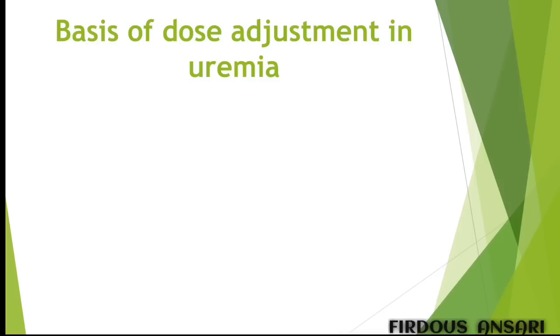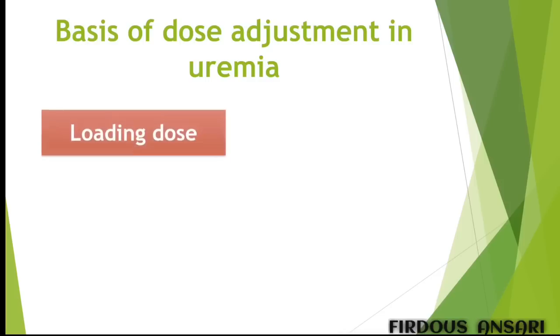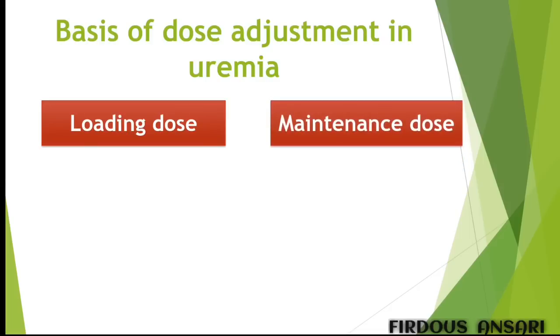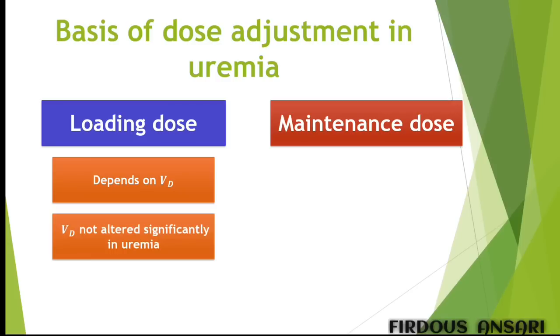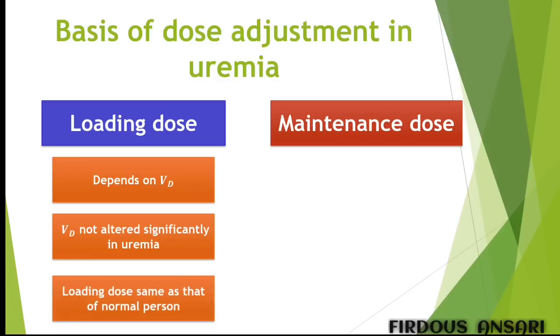Next we'll talk about the basis of dose adjustment in uremia. So we know we have a loading dose and a maintenance dose. Regarding loading dose, the loading drug dose is mainly based upon the apparent volume of distribution of drugs in the patients. It is generally assumed that the apparent volume of distribution is not altered significantly in uremia, and therefore the loading dose of drug is the same in uremic patients as in subjects with normal renal function.